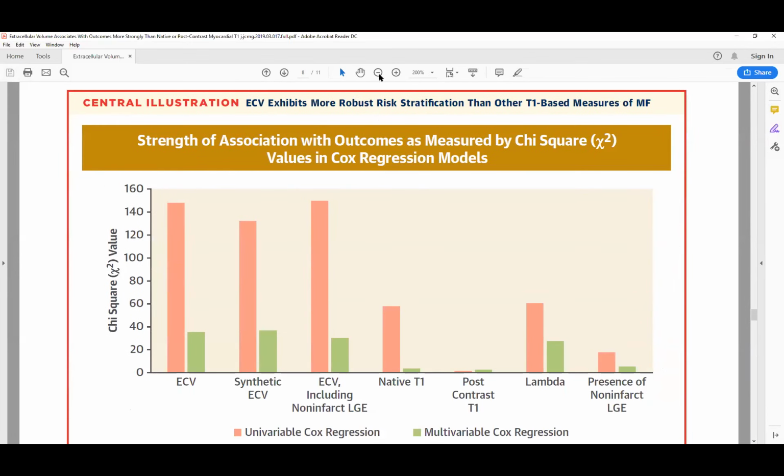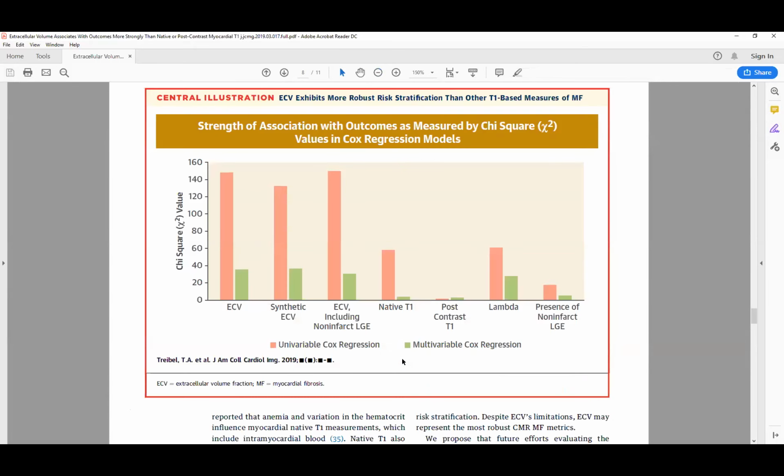And so we basically looked at native T1, and let me just scroll to the, so this is sort of the money shot, if you will, of the paper. So we did univariable Cox regression and multivariable Cox regression. And whenever you have multivariable Cox regression, typically the associations with the outcomes go down a little bit when you have, for example, diabetes in the model, because diabetic patients typically have higher fibrosis anyway. So that's always going to lower the prognostic associations. And in this figure, the p-values really come from the chi-square values in the model. So that's why they're demonstrated here in this bar graph.